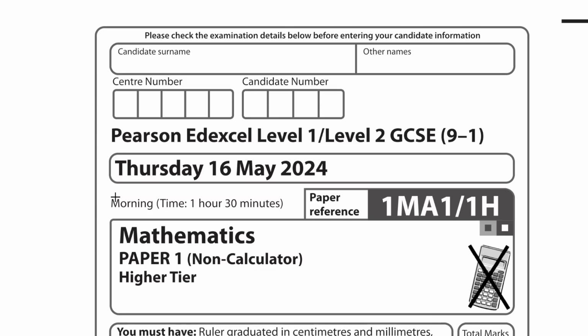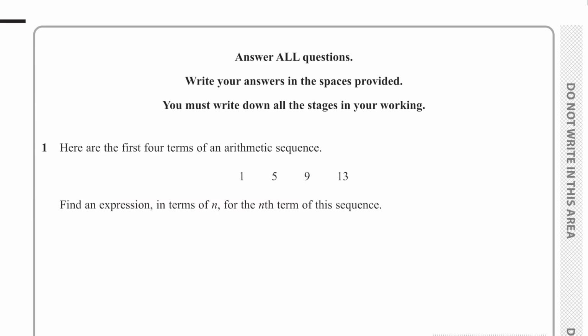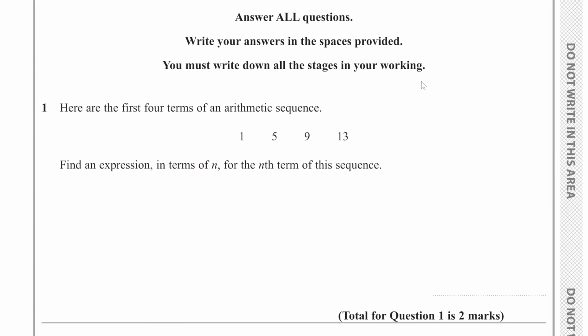This is the Edexcel Paper 1 Non-Calculator Higher Tier from May 2024. Question 1. Here are the first 4 terms of an arithmetic sequence. Find an expression in terms of n for the nth term of this sequence.